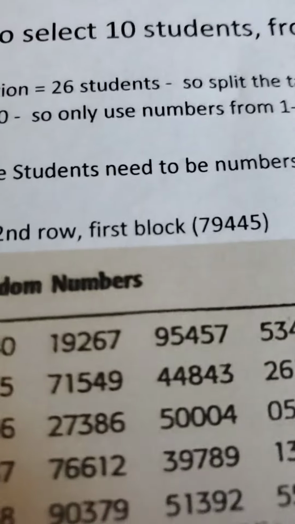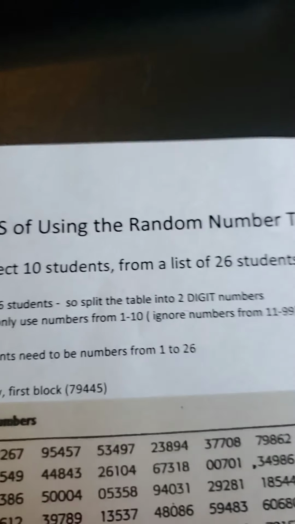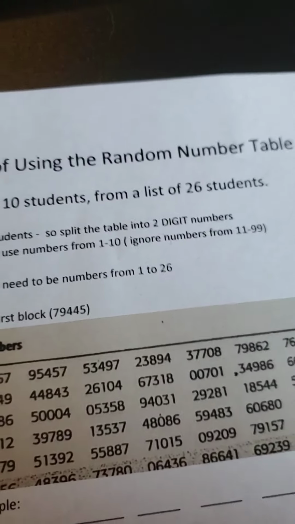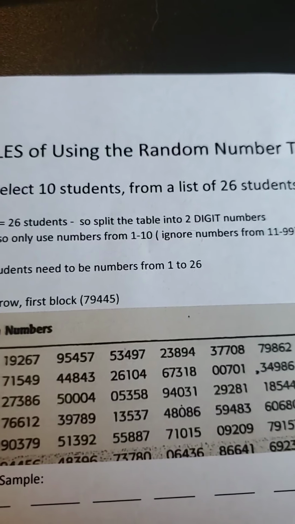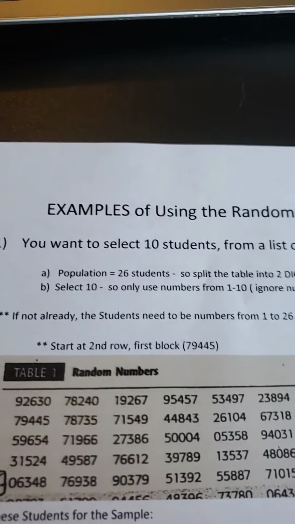All right, first, example one. You want to select 10 students from a list of 26 students. Maybe you have a class of 26 students taking a test, and I just want to pick out 10 of them and look at those 10 test scores to kind of see how the class did as a whole.